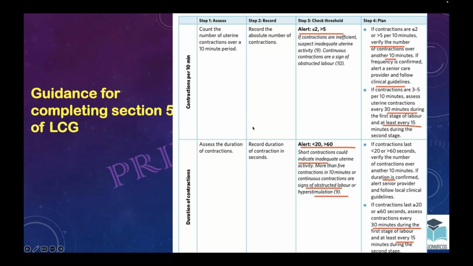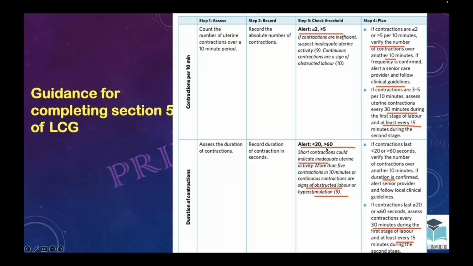In this part, there is a change from the previous partogram. In the partogram, they used to check the strength of contractions also, but in the LCG, they have removed strength of contraction. They are speaking about the number and duration of contractions only. And so these are the alerts.